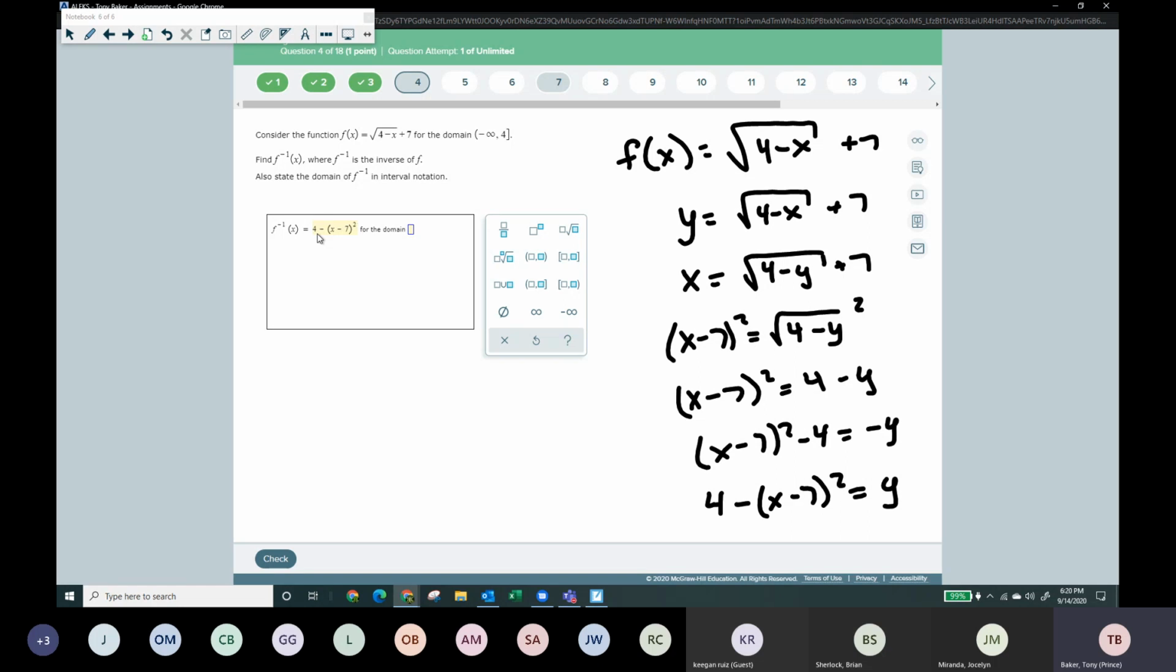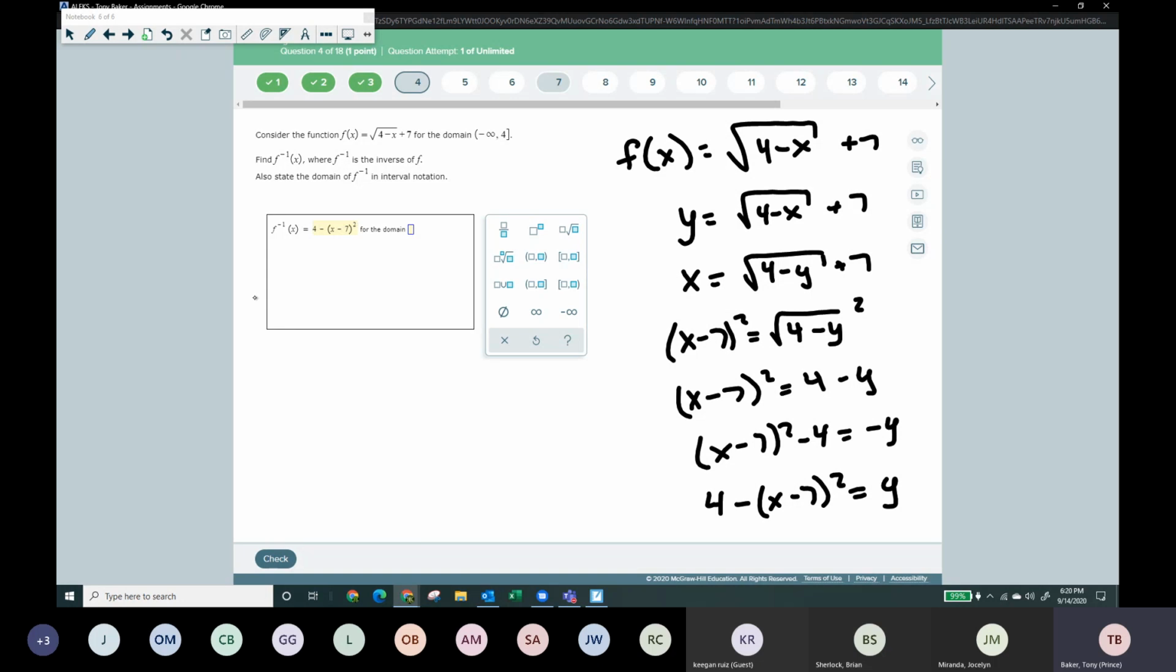The next thing it wants to know is our domain. Now, if you look at just this equation right here, there are no domain restrictions. There's no square roots. There's no division by 0. So you might think the domain is all real numbers. But you've got to remember, this is an inverse of another function. So when we're looking at the inverse of a function, the domain and the range switch. So the domain of the inverse is the range of the original function.